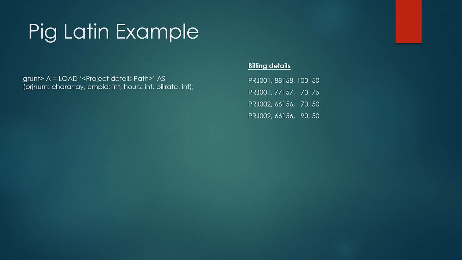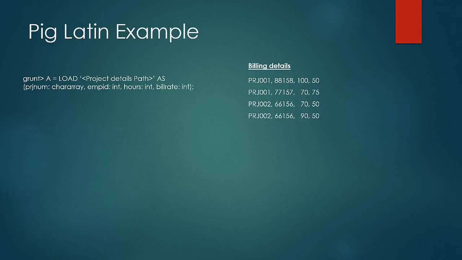Pig has its own data types, and they can be used to form composite complex data types as well. So here the first column is prj_num, which acts as a chararray. Then empid, hours and billrate act as integers. This load command loads the dataset in A. It is to be observed that Pig is a data flow language, and here you see the assignment of a dataset to a variable and then the operation performed on the variable to get the desired result.